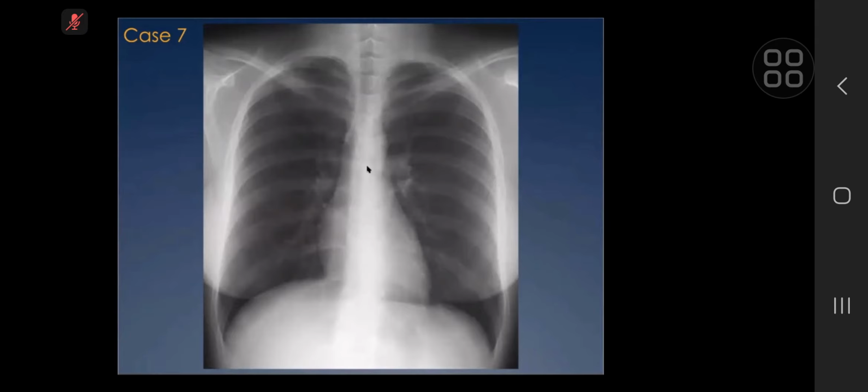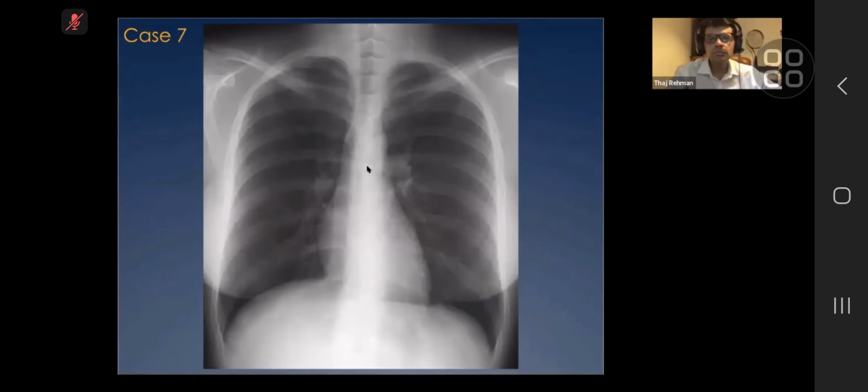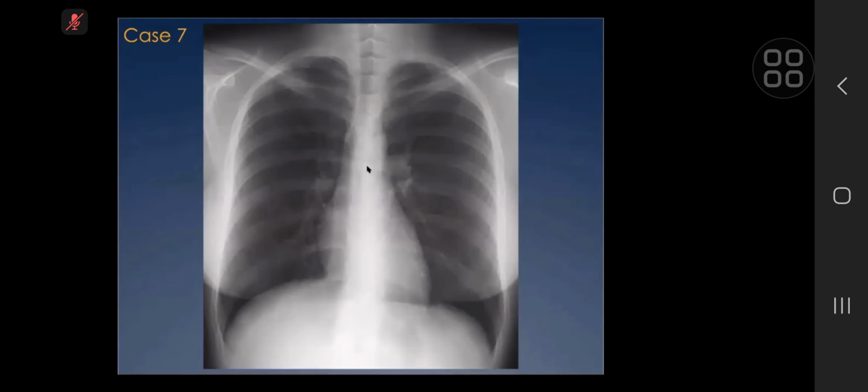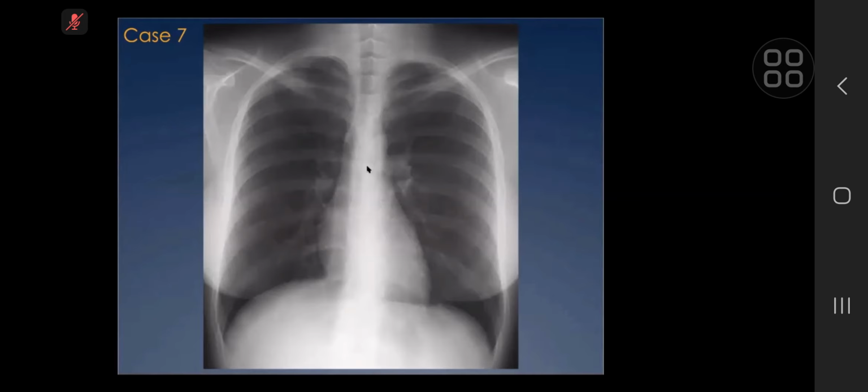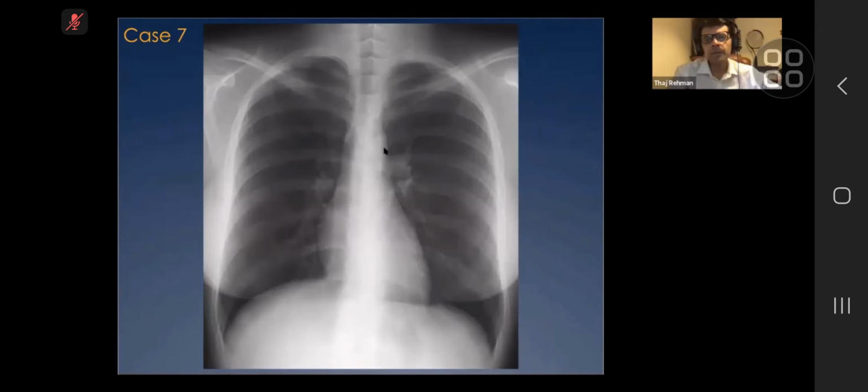So this is a frontal chest radiograph of a skeletally mature patient. The aortic knuckle is relatively small, but I know this is not the theme of the presentation. So the aortic knuckle is fine. In a young patient, you don't expect a big aortic knuckle.